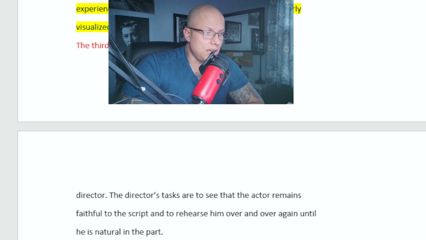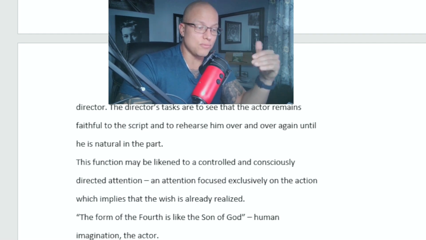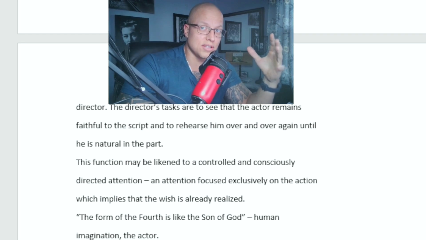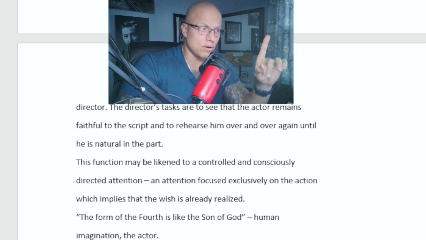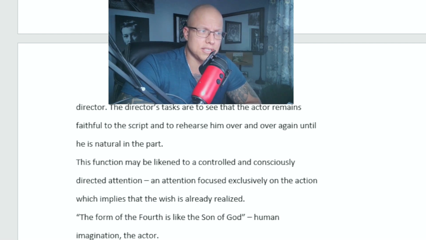Okay, and the director's task is to see that the actor remains faithful to the script and to rehearse him over and over again until he is natural in the part. That's the part I really like about this technique, is you can look at it that way, that you're the director, you're pushing yourself with discipline to keep rehearsing the act over and over till it becomes real to you and hardens into a fact, basically, and you create it so real that it comes true in your 3D world.